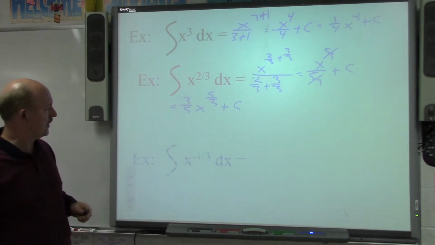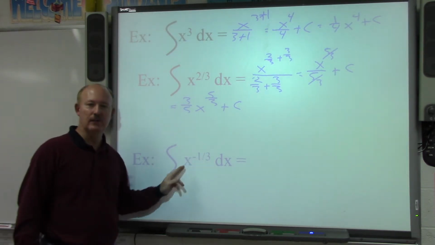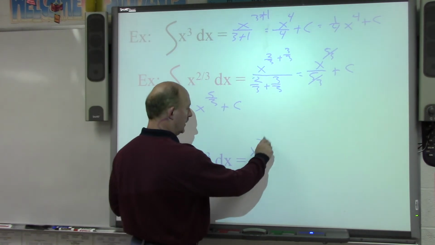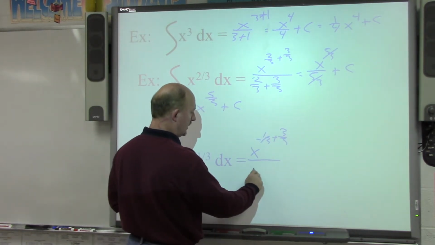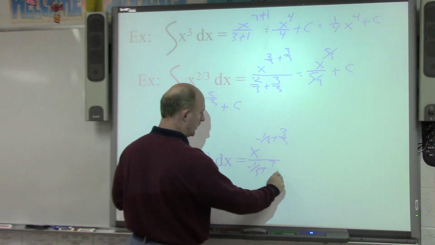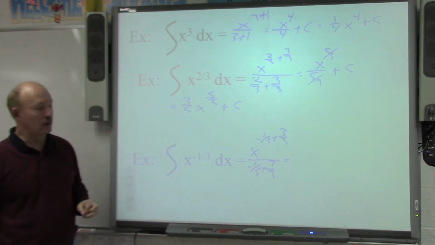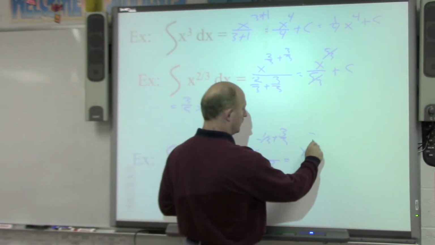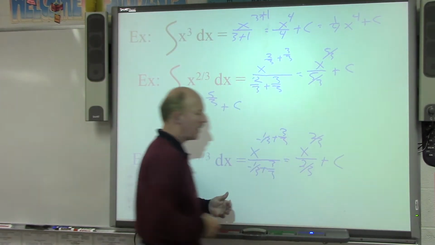I think we want to do another one here. Let's try this one here. Okay, x to the negative 1/3 power. And once again, we're going to take the x to the negative 1/3 plus 3 over 3 divided by negative 1/3 plus 3 over 3. Now adding the negative 1/3 plus the 3/3 gives us what? X to the 2/3 divided by 2/3 plus our constant of integration.